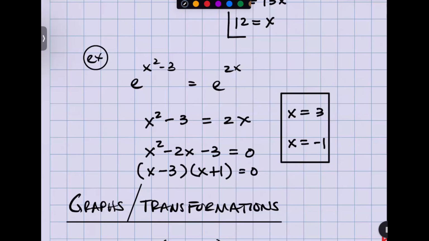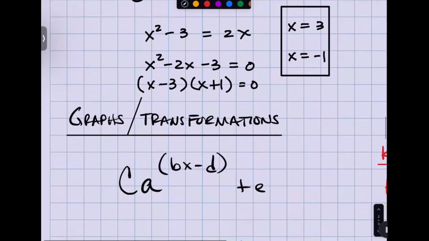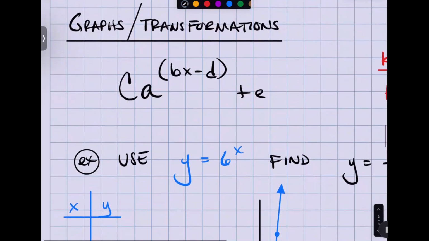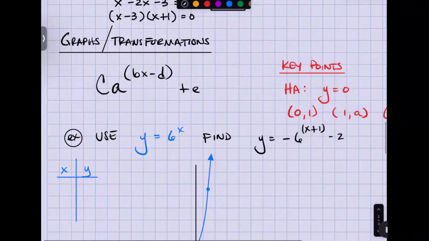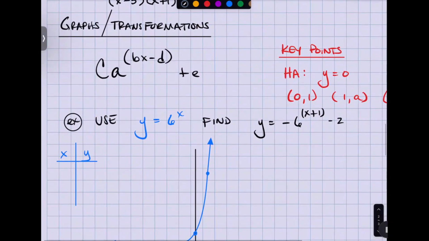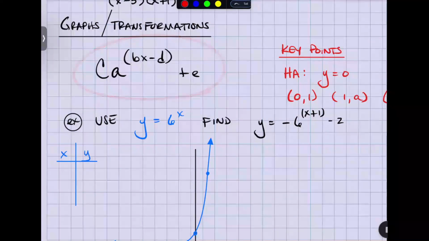However, when I get to logarithms, I do have things I need to check. So the next part here, I'm just going to remind you of this in terms of transformation. The one thing I always say when I talk about transformation is this. If you look at this right here, we always have a coefficient in front of the base.